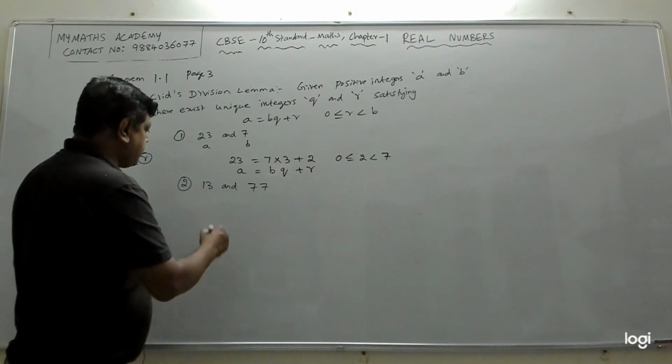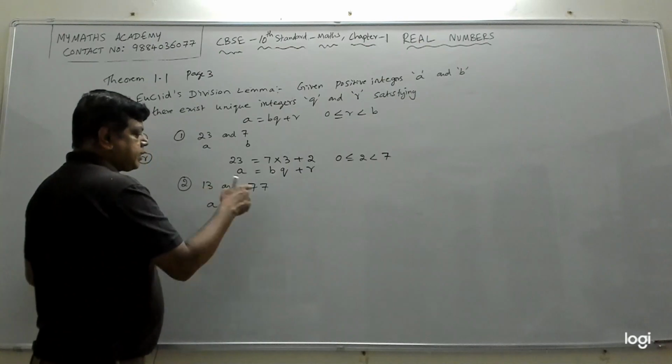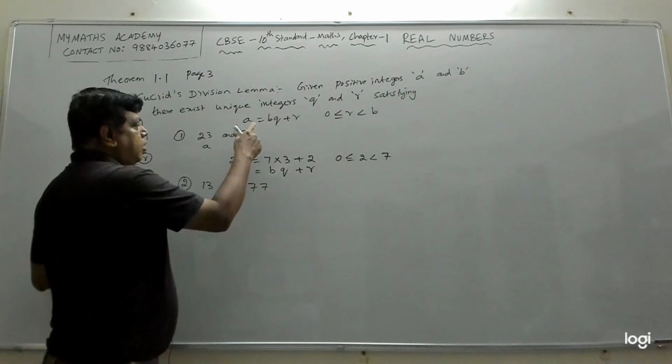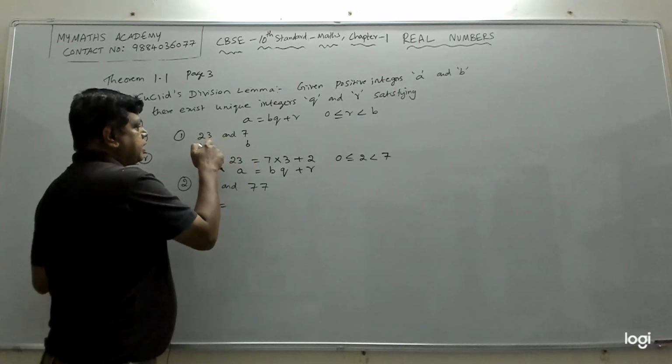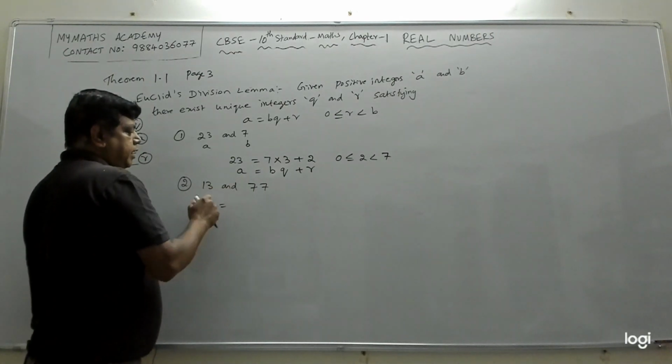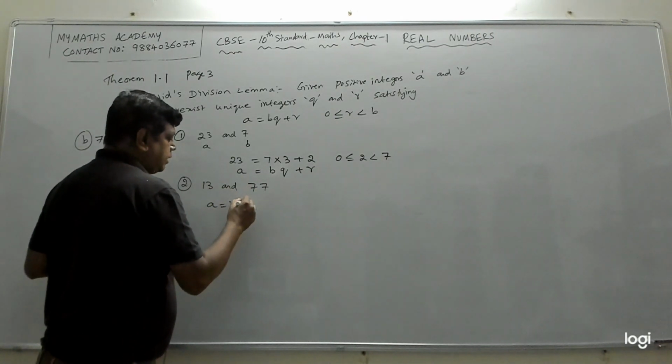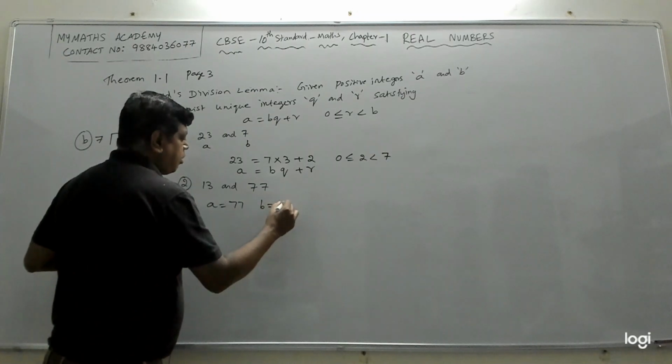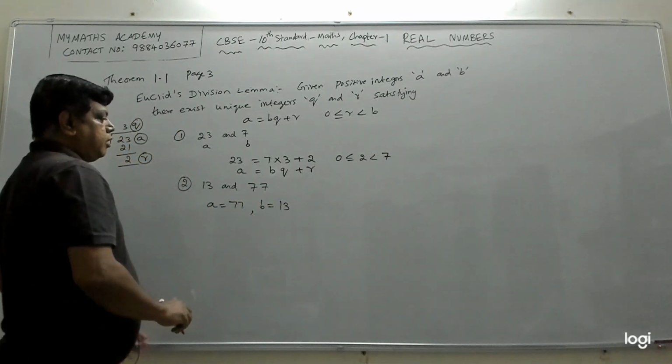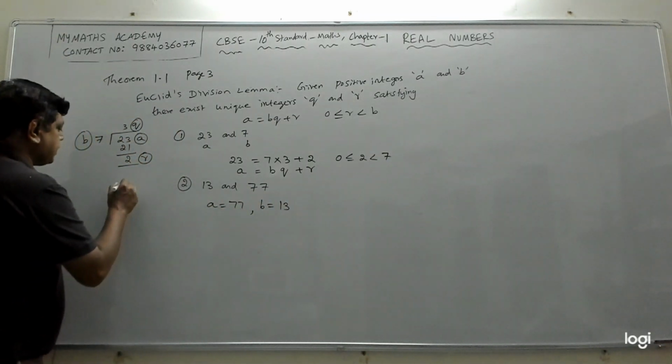Don't always take the first number as a and the second number as b. In the first example, I took the first number as a and the second as b because a was greater. Here we will take the greater number as a, so a equal to 77 and b equal to 13, the smaller number. Now let's divide 77 by 13.